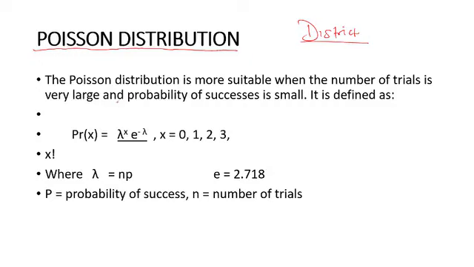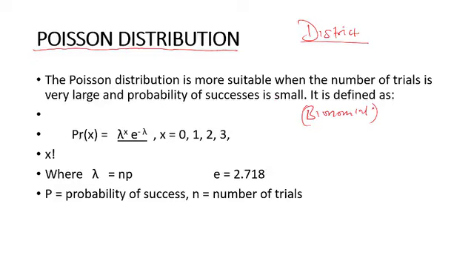Now, Poisson distribution is most suitable when the number of trials is very large. You know, when the number of trials is low, we make use of the binomial distribution. That's if the number of trials is very low. But if it's high, we make use of the Poisson distribution, and the probability of success is small.